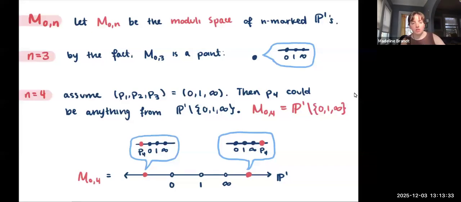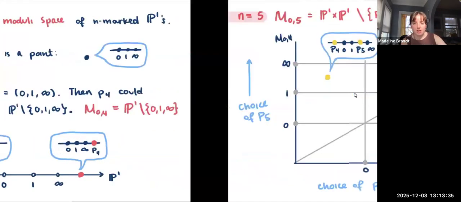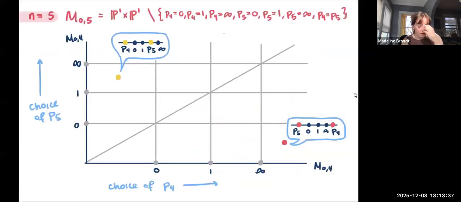Okay, so then I'm also gonna do n equals 5 just for fun. Basically here we're now gonna have a choice of fourth point and a choice of fifth point. And the fourth point cannot be 0, 1, or infinity. And then also the fifth point cannot be 0, 1, or infinity. And lastly, the fourth point and the fifth point cannot equal each other.